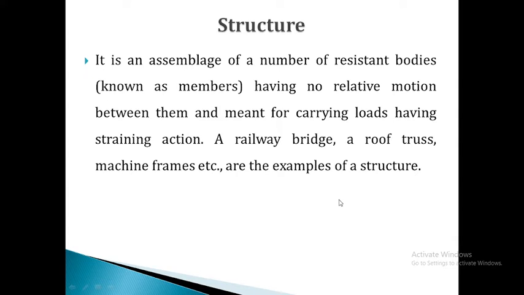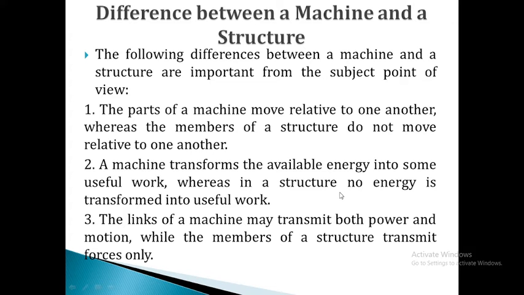Now come to the next topic, which is structure. What is a structure? It is an assemblage of a number of resistant bodies known as members, having no relative motion between them and meant for carrying loads having straining action. A railway bridge, a roof truss, machine frames, etc. are examples of a structure. Next topic is the difference between a machine and a structure.